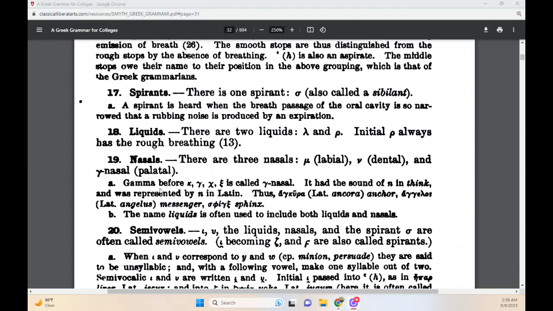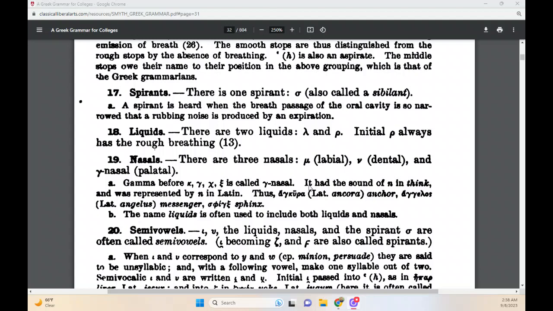Note A here says that gamma before the consonants kappa, gamma, ki, and xi is called gamma nasal. This is what I was describing before. So if we find a word where gamma comes before kappa, gamma, ki, or xi, it doesn't make the sound of a normal gamma. It makes this gamma nasal sound.